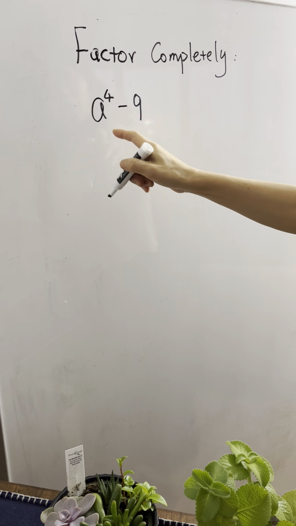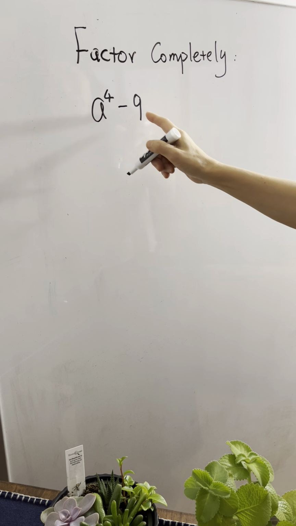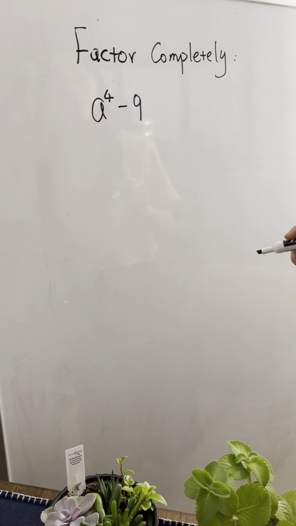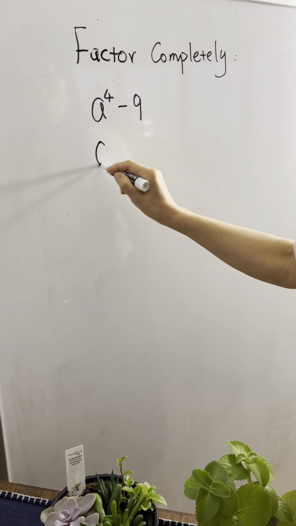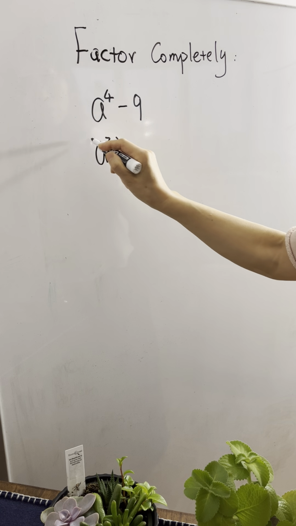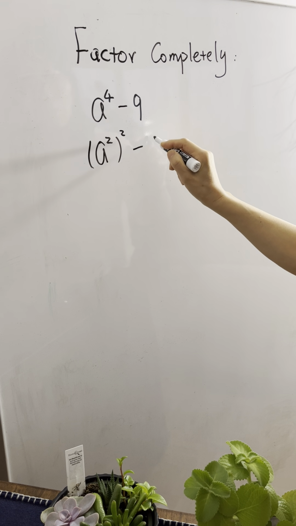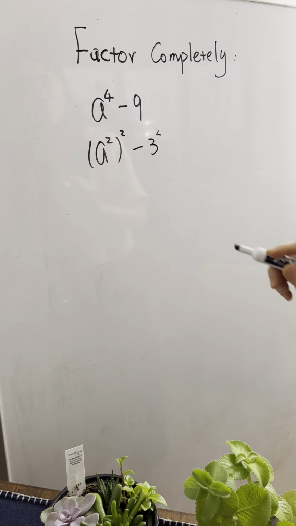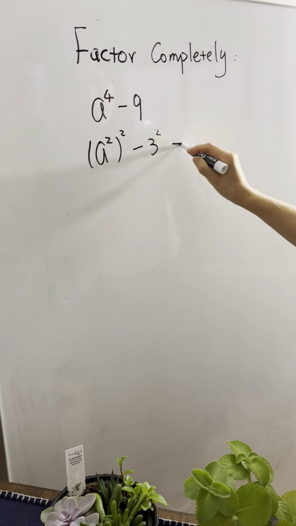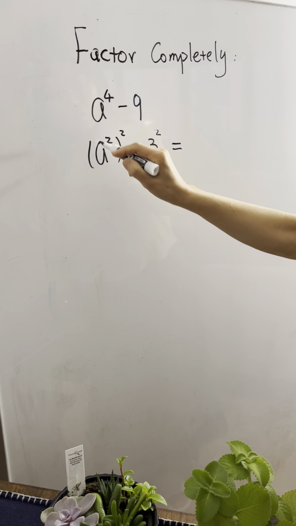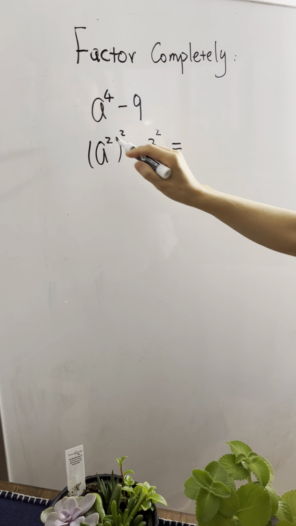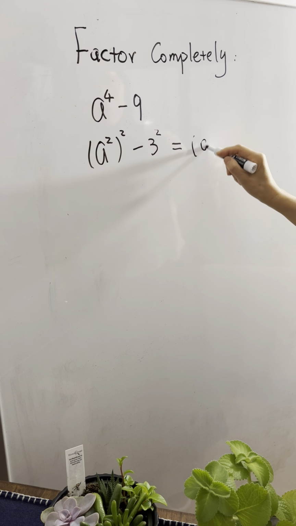So we want to factor a to the 4th power minus 9. First, we see difference of two squares. We can write it as a squared squared minus 3 squared. And this one, a squared plus 3 and a squared minus 3.